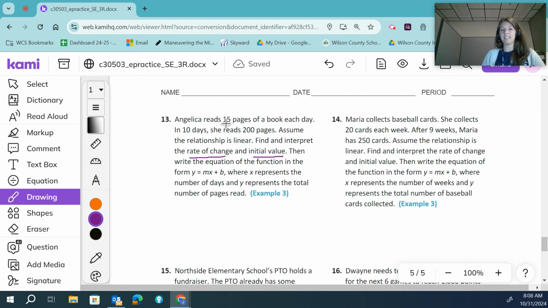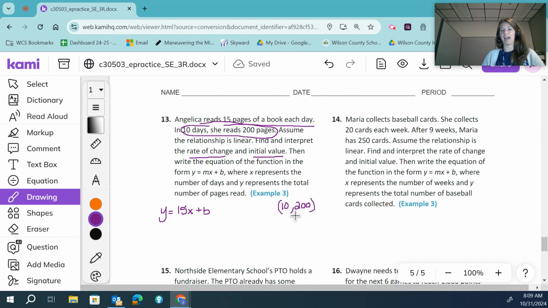So they tell us 15 pages each day. This is a unit rate, which is the rate of change. So they give that to us already. So y equals 15 pages per day because x is the number of days plus b. Then they give us in 10 days, she reads 200 pages. This is like an ordered pair on our graph. So x would be 10 and pages, which is y, would be 200.